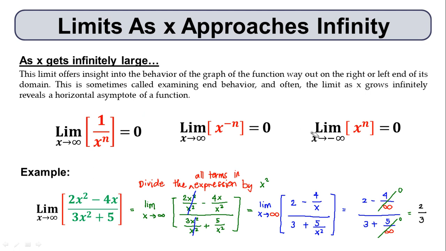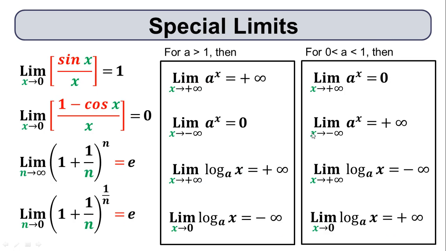Puntahan naman natin, pakitandaan tong example na to. Meron din tayong mga tinatawag na special limits. Magagamit natin to when we are trying to solve yung mga limits na medyo komplikado. In this first example, we have the limit of sine x over x as x approaches 0. So, equal yan sa 1. And then, the limit as x approaches 0 of 1 minus cosine x all over x, 0 naman yan.